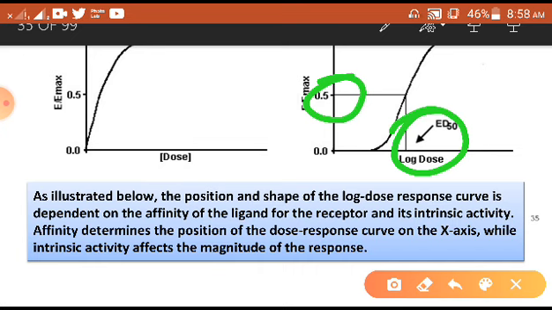So the position and shape of the log dose response curve is dependent on the affinity of the ligand for the receptor and its intrinsic activity. Affinity determines the position of the dose response curve.